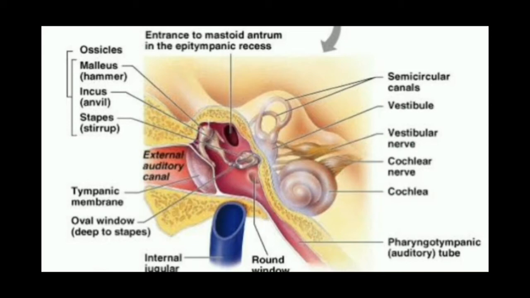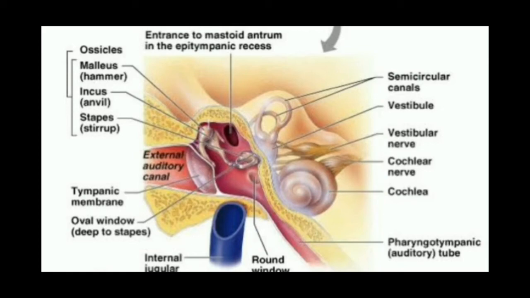The floor of the middle ear is formed by the jugular fossa, separating it from the jugular vein. The posterior wall has an entrance to the mastoid antrum. What is the mastoid? It is nothing but the bony prominence behind your auricle. It has many air-filled cells. The entrance to the mastoid antrum is present in the posterior wall of the middle ear. And the anterior wall has the opening of the eustachian tube or the pharyngotympanic tube. It is a communication from the middle ear to the nasopharynx.